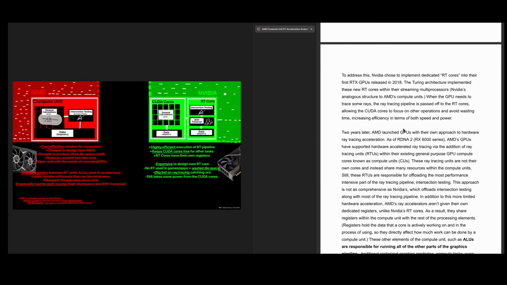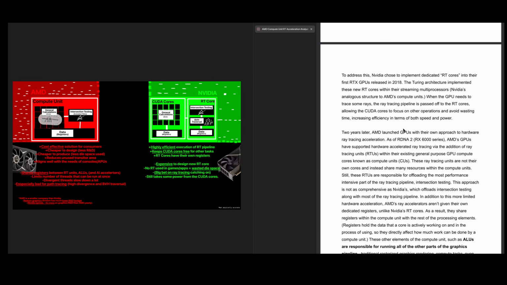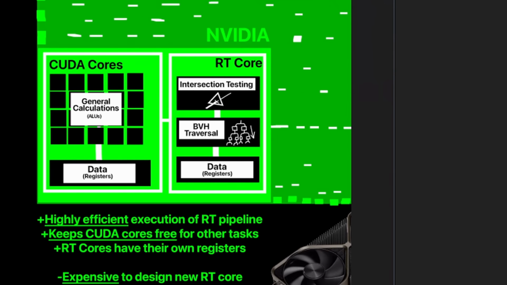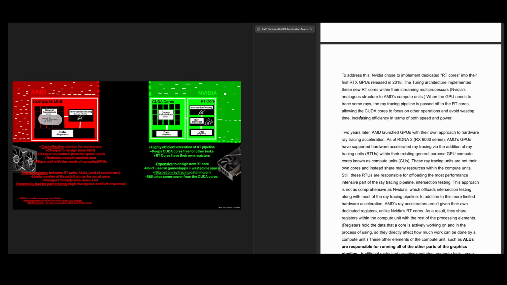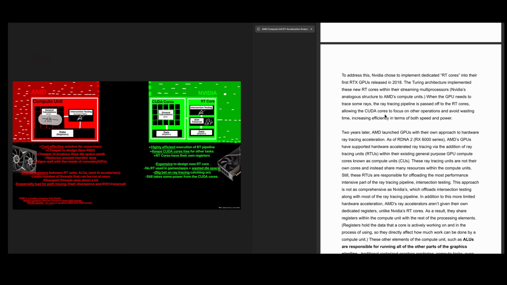In 2018, though, Nvidia decided that it was time for ray tracing. And so to prevent these problems in games that use ray tracing, Nvidia chose to implement dedicated RT cores into their first RTX GPUs, which were released in 2018. When an Nvidia RTX GPU needs to trace some rays, it passes that task off mostly to the RT cores, which allows the CUDA cores to do the stuff that they're good at and focus on other operations, like traditional raster rendering and compute tasks and anything else. So these RT cores keep everything running efficiently, and it increases power efficiency and speed.